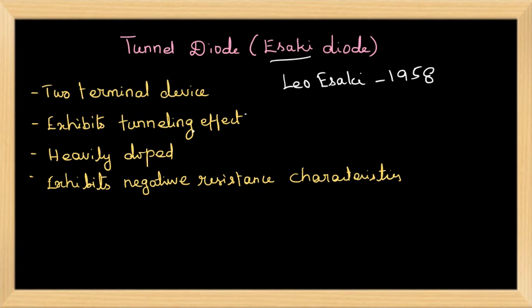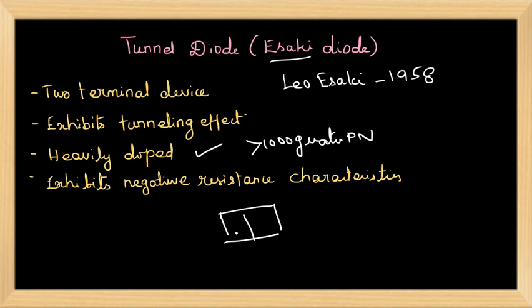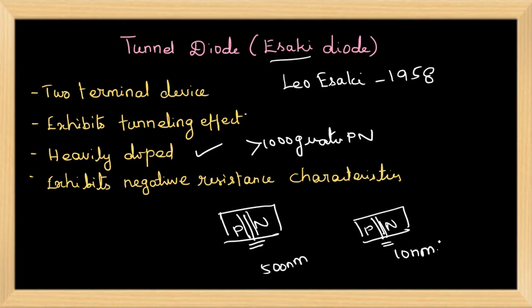Tunnel diode have heavily doped PN junction, greater than 1000 times greater than normal PN junction diode. Because of this heavy doping, the width of the depletion layer in tunnel diode is very narrow. Normal PN junction diode will have the depletion layer width in the order of 500 nanometer. But in the tunnel diode, the width of the depletion layer will be in the order of 10 nanometer.